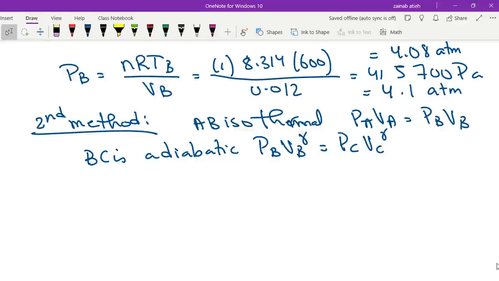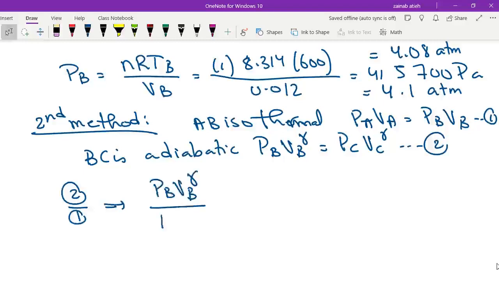So صار معي أصلاً ال PA وال VA معي هون, وال PC وال VC معي هون. الunknowns هن ال PB وال VB, صار معي two equations of two unknowns. Solve these two equations, you can get your PB and VB. How to solve them? Divide equation 2 by 1, هيك أسهل شيء. When we divide them, بطير ال PB مع ال PB. I will divide them, يطلع معي PB VB gamma على PB VB equals PC VC gamma على PA VA.